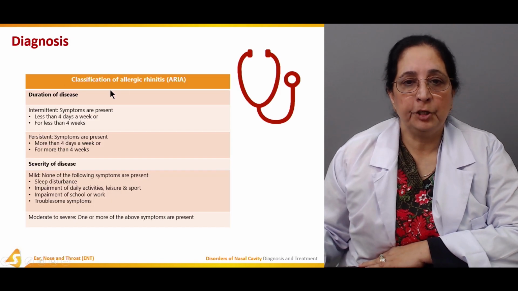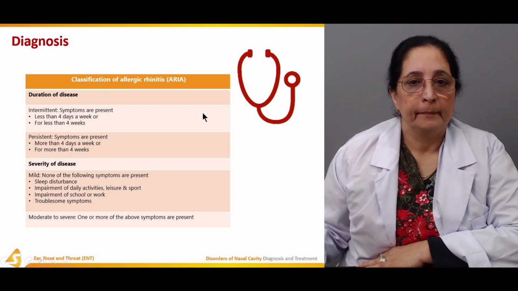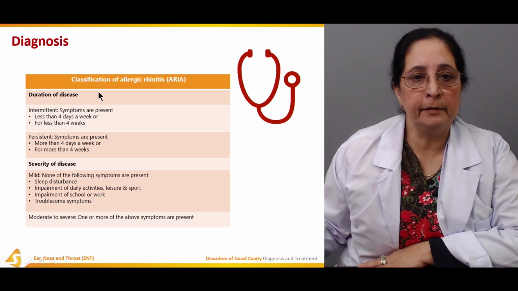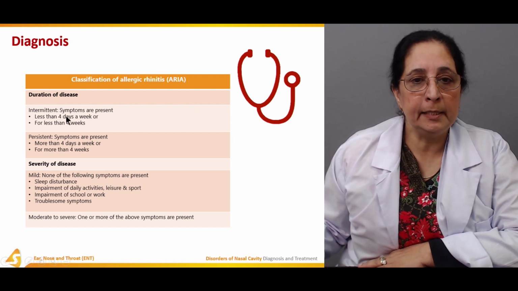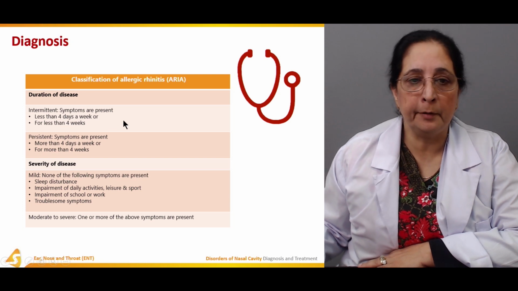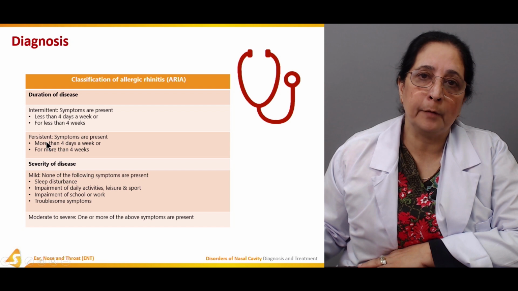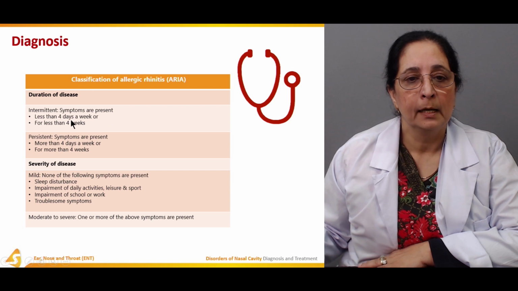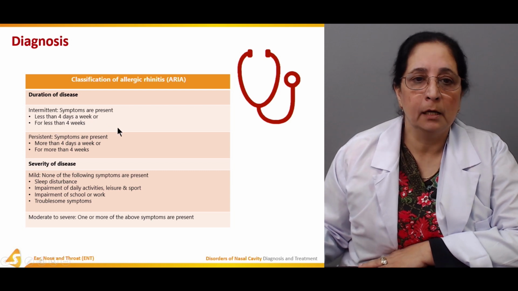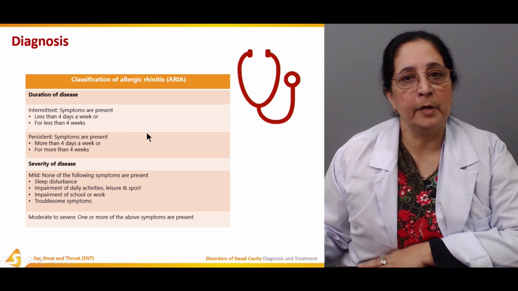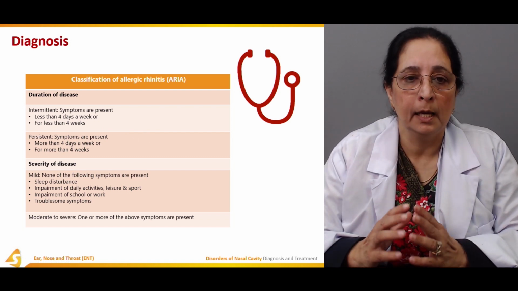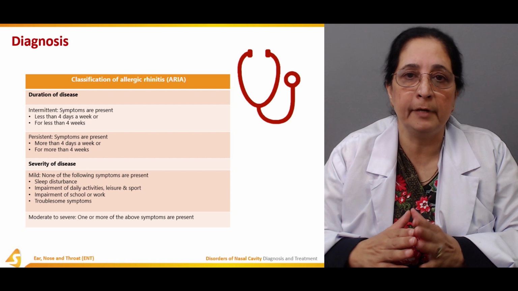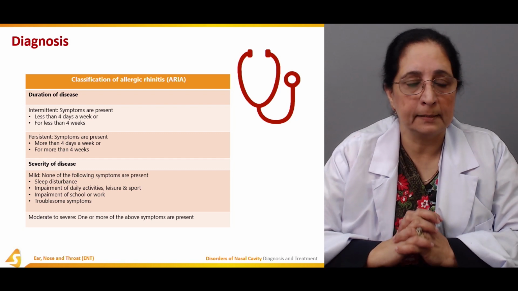So, classification of allergic rhinitis. First, we classify by the duration of disease. Symptoms are present either intermittently or persistently. If they are intermittent, symptoms are present less than 4 days a week, or for less than 4 weeks. So both durations are important.